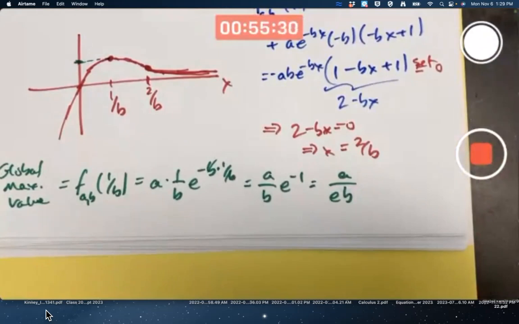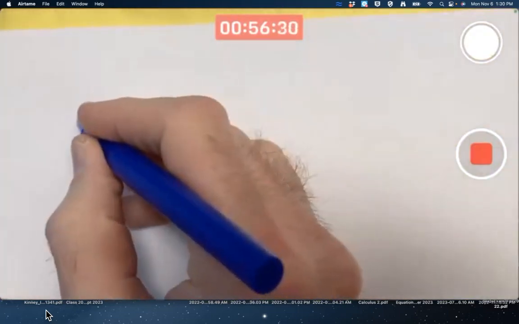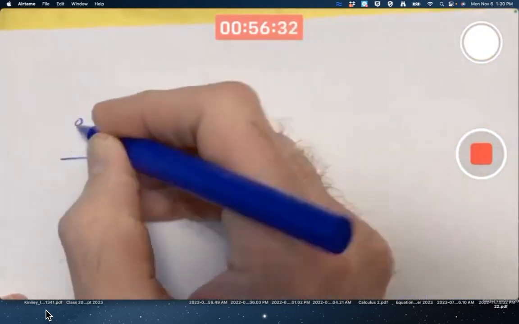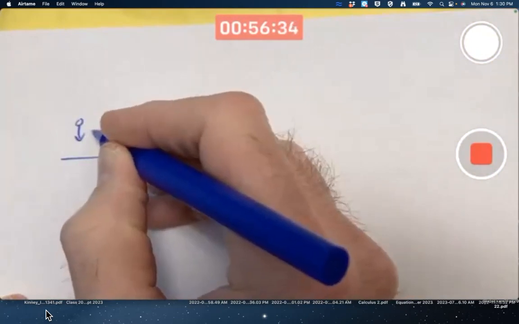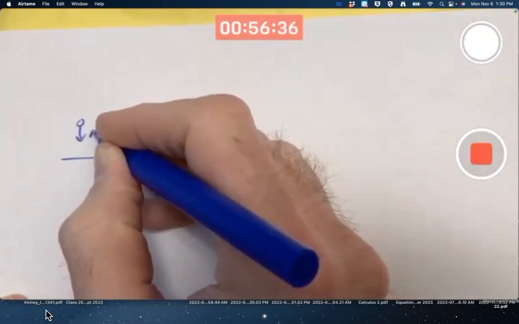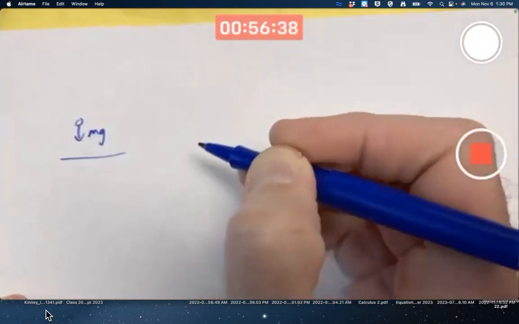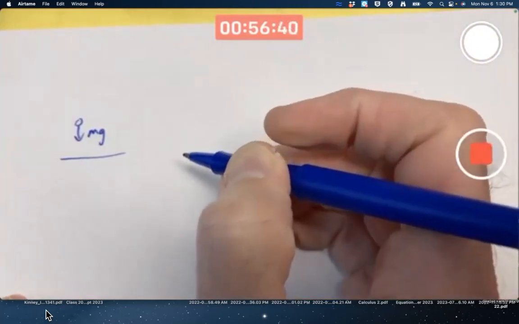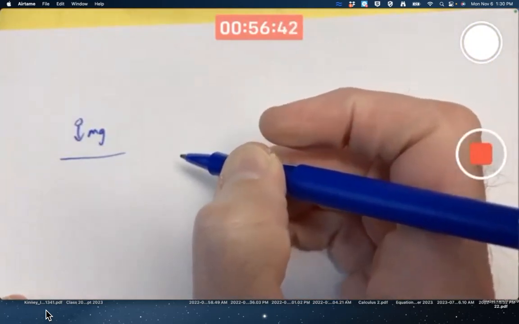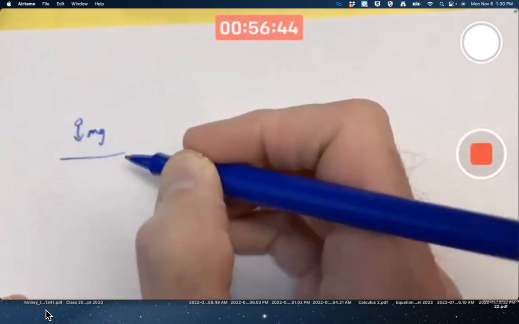God has given you the power to solve infinitely many problems in one fell swoop when you do this kind of thing. Let's go back to free fall. Got a ball under the influence of gravity. The force due to gravity has magnitude m times g, where m is the mass and g is the acceleration due to gravity. It is in the downward direction.